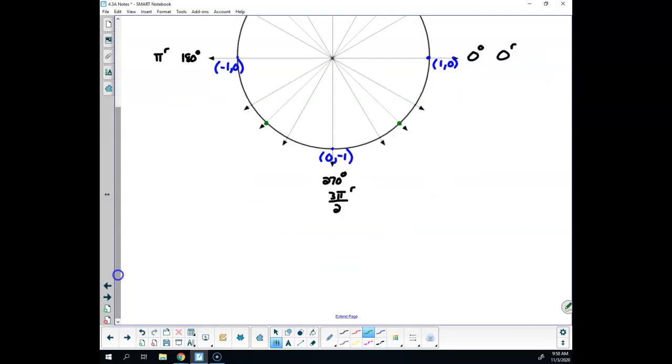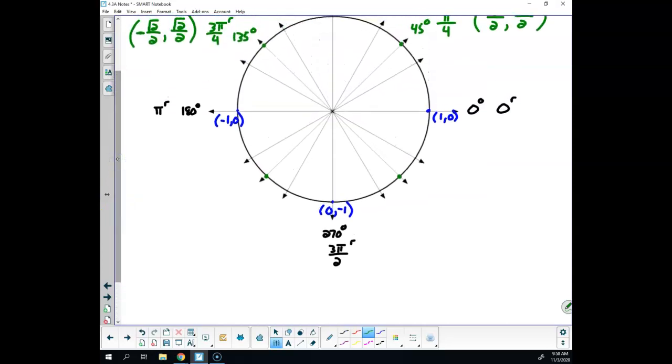And then I can come down here, and the math is all still going to be the same, except now, so I went 45 more degrees to get to 180. 45 more than 180 would be 225 degrees. A quarter pi more would be 5 pi over 4 radians. Quadrant number 3 has both x and y as negative.